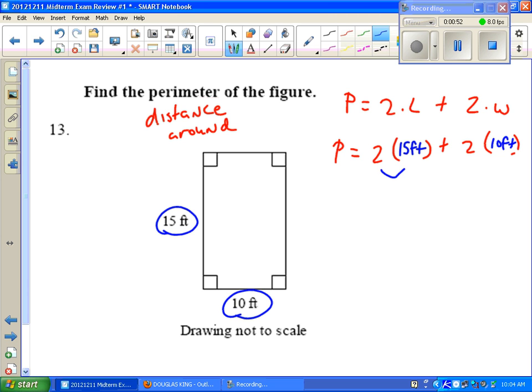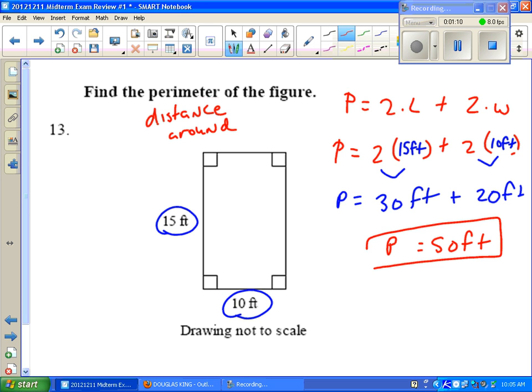Multiply those two by each other. 2 times 15 feet is 30 feet. And 2 times 10 feet is 20 feet. Still perimeter, still those plus each other. 20 feet plus 30 feet is 50 feet. So your perimeter is 50 feet.